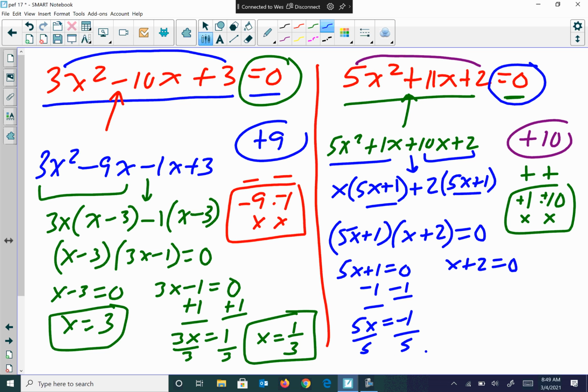So I get x equals negative 1/5. That's totally an appropriate answer. And then this one is going to be x equals negative 2. So my answers are negative 2 and negative 1/5.